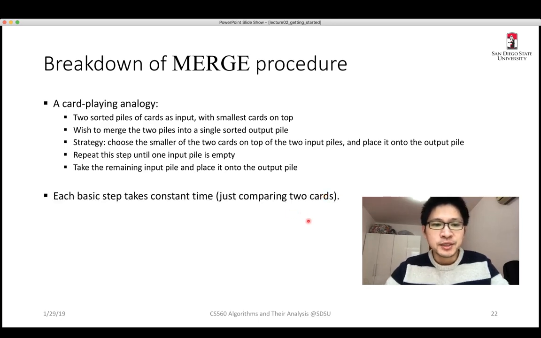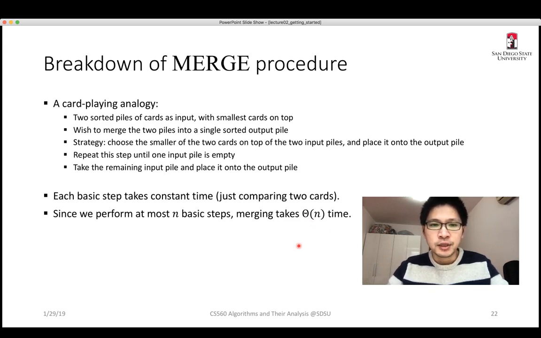So each basic step is just comparing two cards on top of each input pile. So it takes constant time. And in total, we perform at most n basic steps. And here n is the total number of the input cards. So the merging will just take theta n time. And I hope you still remember the theta notation that we used to describe the order of a function. So here the running time for this merging step is a linear time function.